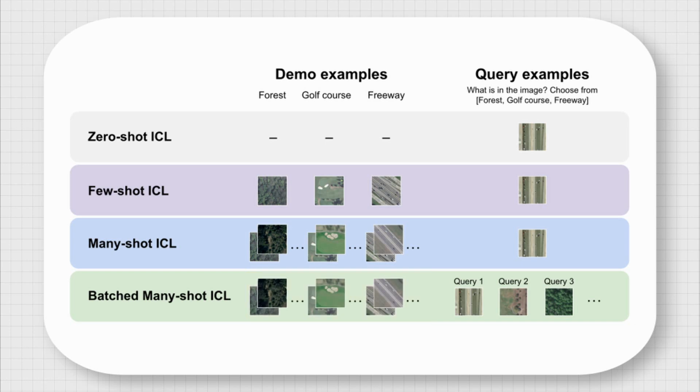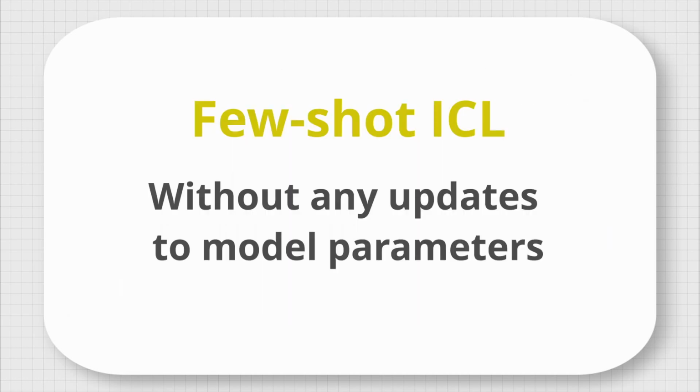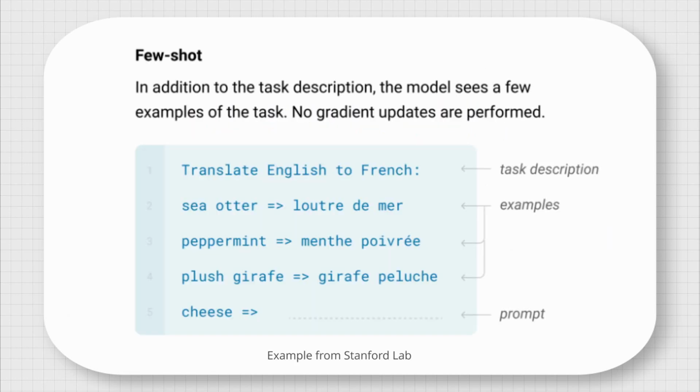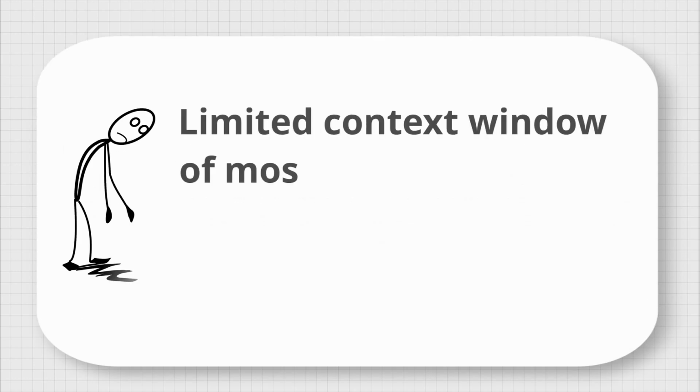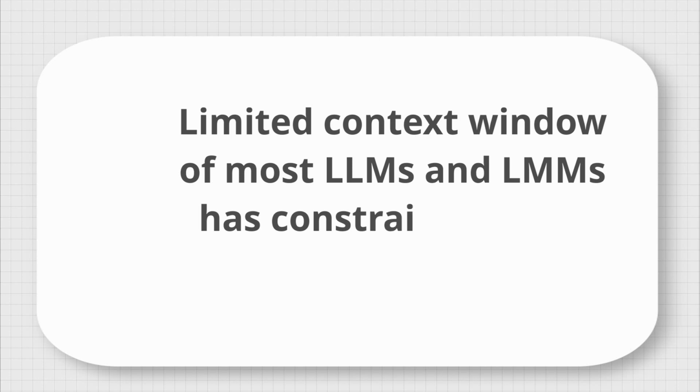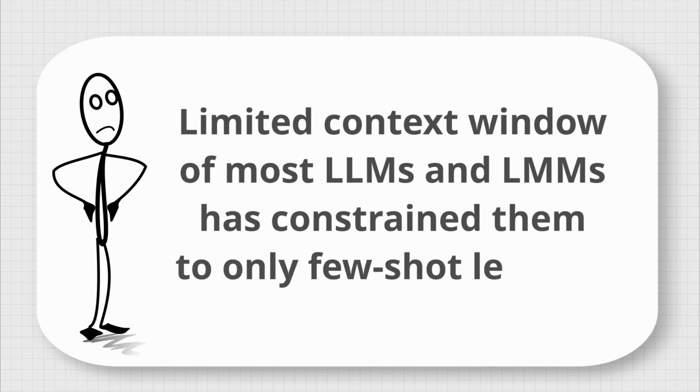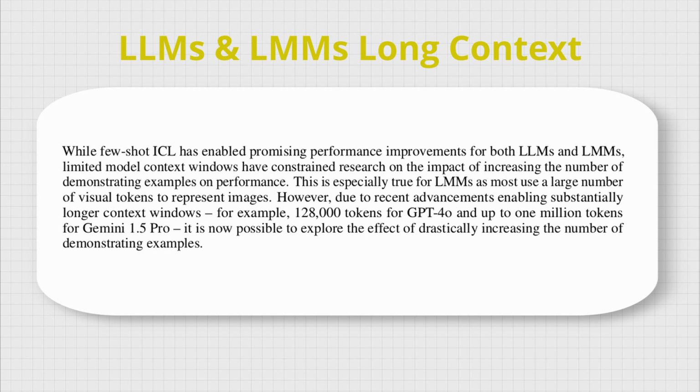Up until now, in-context learning enabled LLMs to learn from few shots without any updates to model parameters, and therefore improved specialization to new tasks without any further model training. Recently, experiments have been conducted on large multimodal models, or LMMs, for the effects of in-context learning, especially out-of-domain or out-of-distribution tasks. The issue so far has been the limited context window of most LLMs and LMMs, which constrained them to only few-shot learning. But more recent multimodal models are capable of accepting longer context windows.